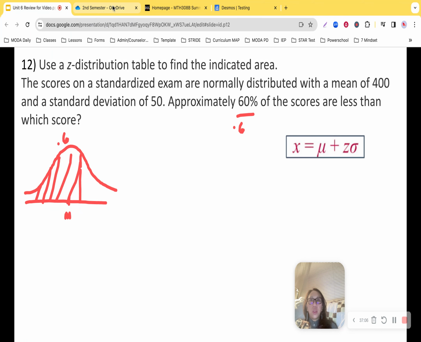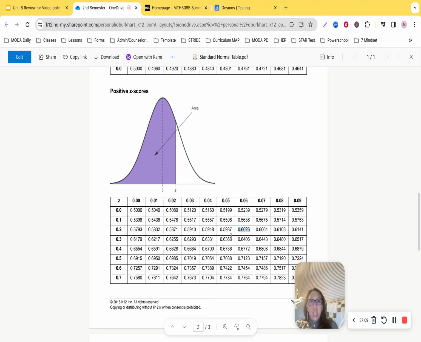So going back to our table, we want to find the area in the body of the z-table that is 60% or 0.60. In this case, there are two numbers close to 0.60. We have 0.5987 and 0.6026. Whichever we use, we have to figure out which difference is the slightest, closest to 0.60.